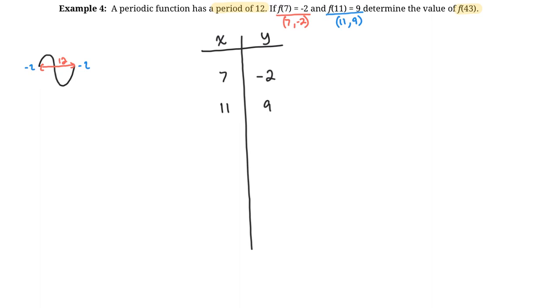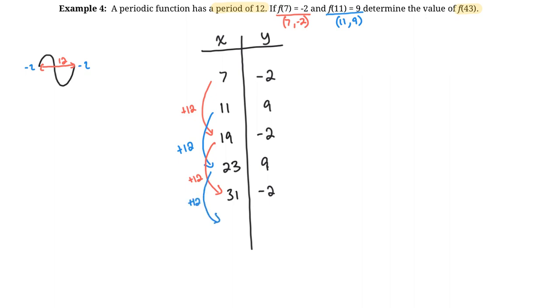So what we could do is if we add 12 to our first point, if we add 12 to 7, we're going to get 19. And then the y value is going to be -2 again. And if we add 12 to 11, we're going to get 23. And then our y value is going to be 9. And we can keep doing this until hopefully we get an x value of 43. So if we add 12 to 19, this time we're going to get 31. And our y value is going to be -2 again. And if we add 12 to 23, we're going to get 35. And our y value is going to be 9.